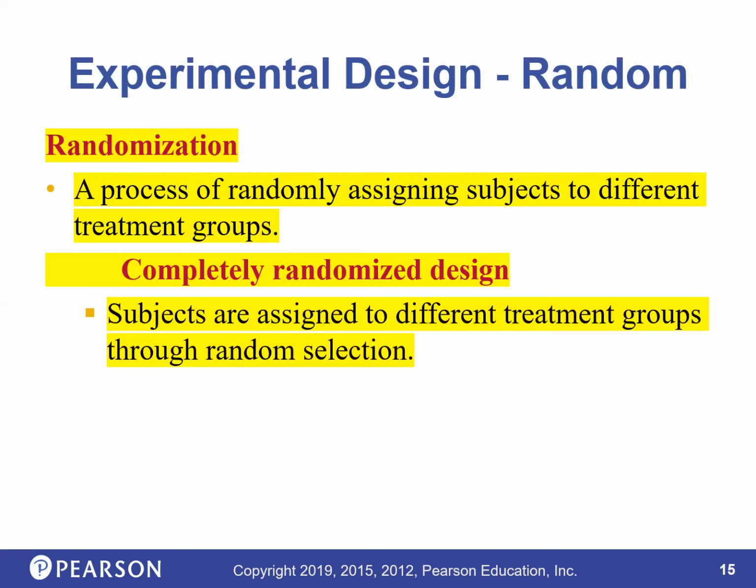So the first thing is one called the completely randomized design. Subjects are assigned to different treatment groups through random selection. That's one way to do it. It's sometimes called a simple random design. You just pick people out of a hat, and whatever number you get, that's what you get.